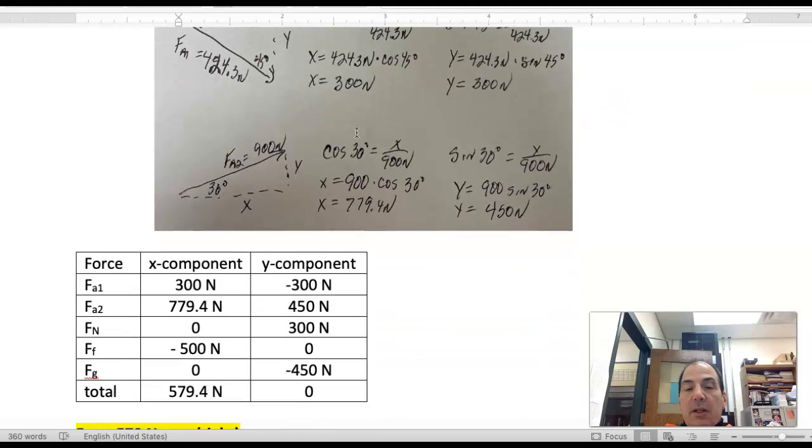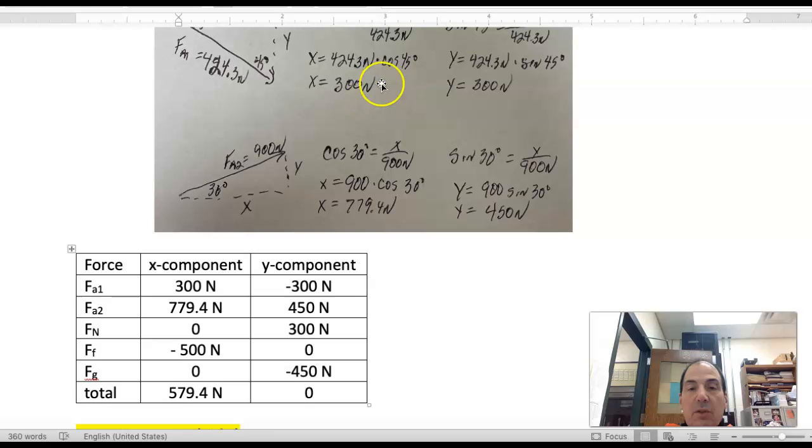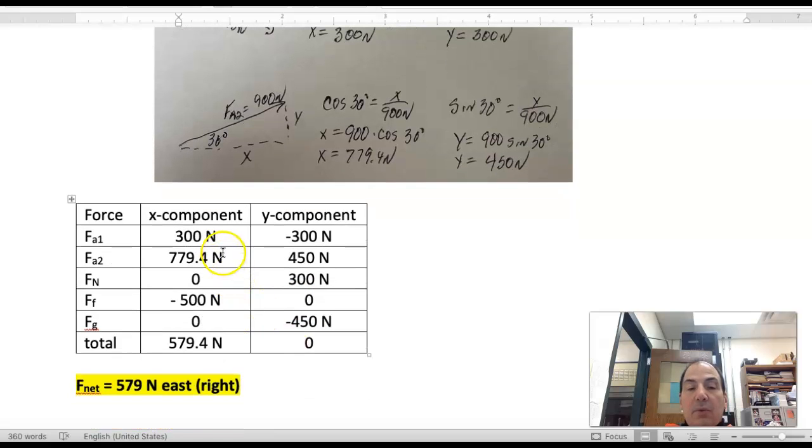I'm going to put them into my table. FA1 we just said was going right but down. So again, negative 300 there. FA2 is going right and up. So both positives. The normal force is up. Frictional force is to the left. That's negative. And gravity is down, which is negative y, so we put it there. So again, the y components all added up to be 0, and the x components add up to be 579.4. 579 is fine, newtons east or right.